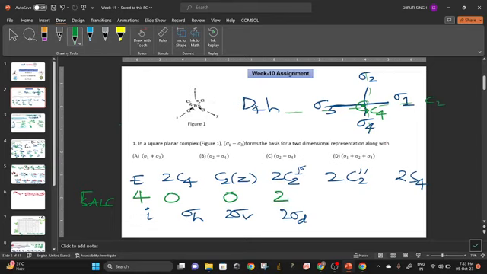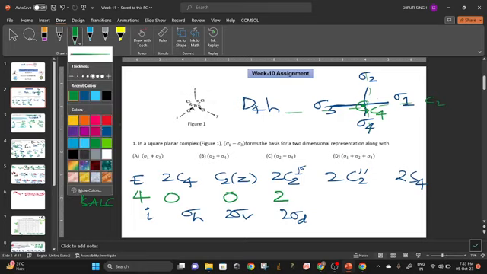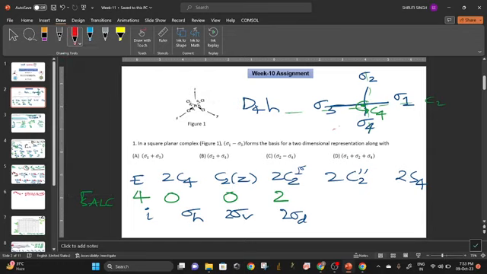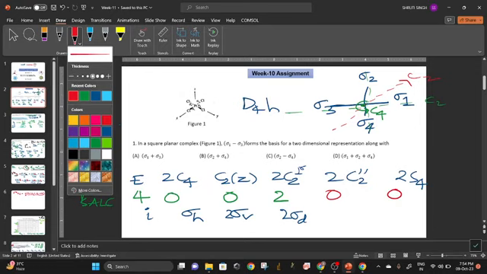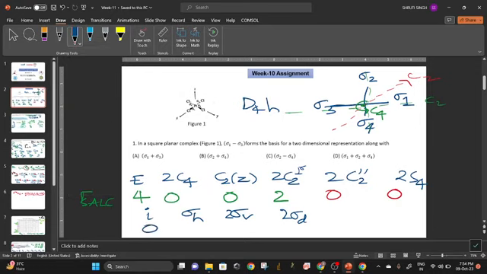Now this is C2 double dash, this C2 in between the bonds. If you are getting any doubt, you can ask. If we apply this C2, these two will flip, these two will flip, so nothing will remain at its place. So here the character will be 0. Under S4, first we need to apply C4. When we apply C4, all will change place, so here also it will be 0. Under I, again it will be 0, because they will change their places.